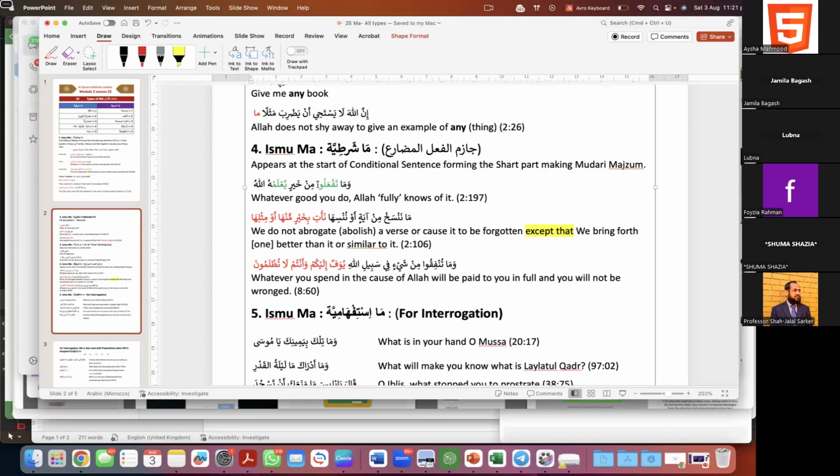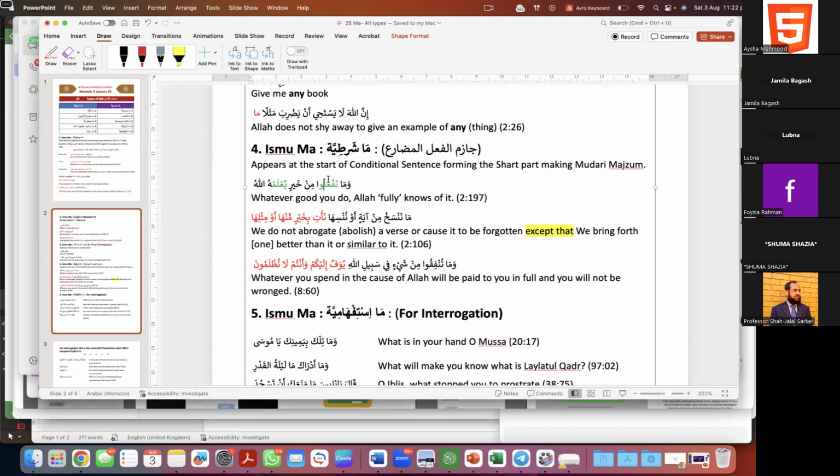So this is the shart part, and you already identified the mudari. Mudari is affected, the noon is dropped and it is majzum. So a noon is dropped here, and has anything dropped here? Yalam. No, it's also only sukun. Yalamu became yalam. It is normal, it's singular. Allah is singular, so there is no chance of anything dropping, dual or plural included.